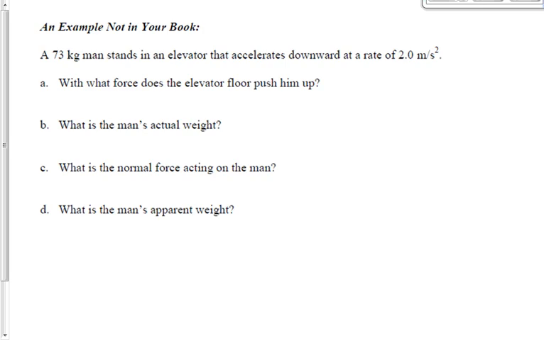They're going to look different, but they're going to boil down to pretty much the same thing as what you've done. Unfortunately, the first one we've got to do isn't in our textbook, so you're going to have to copy this one out. This one says a 73 kilogram man stands in an elevator that accelerates downward at a rate of 2.0 meters per second squared. In Physics 20, we don't encounter this nearly as often as we do in Physics 30, but we still do see it, and we should pay a little more attention to this.